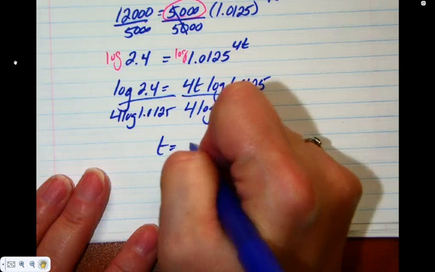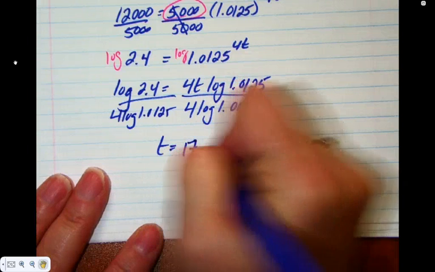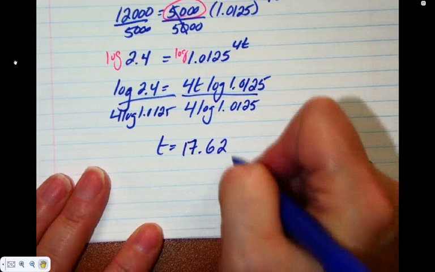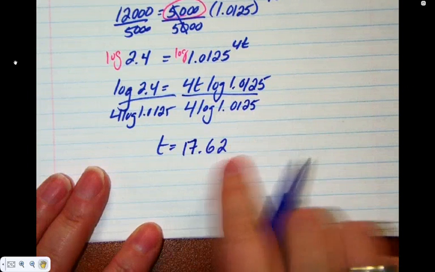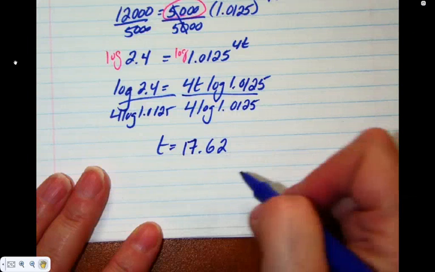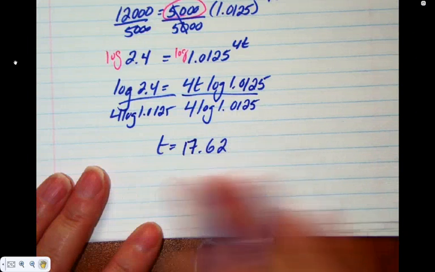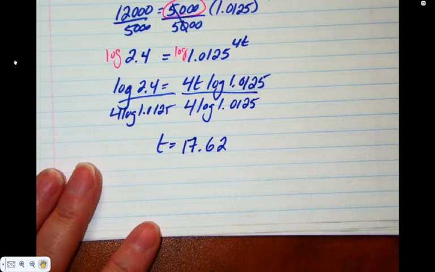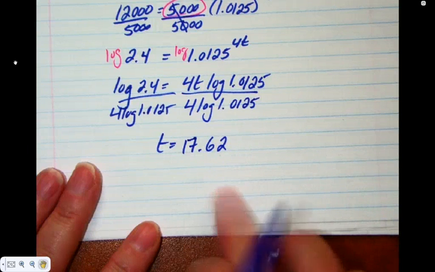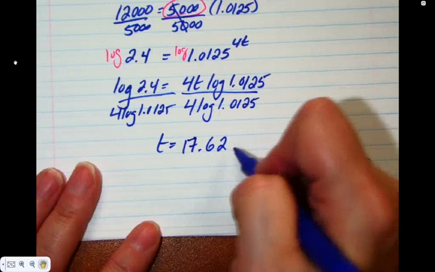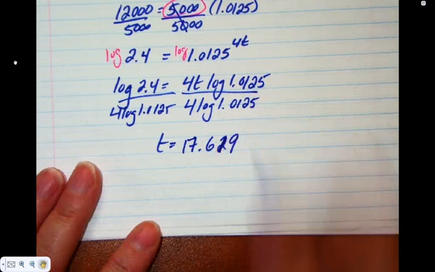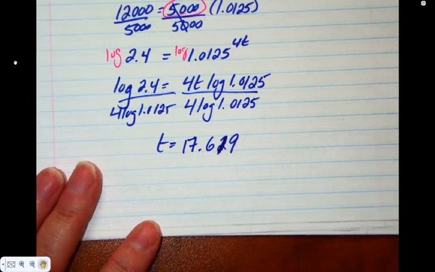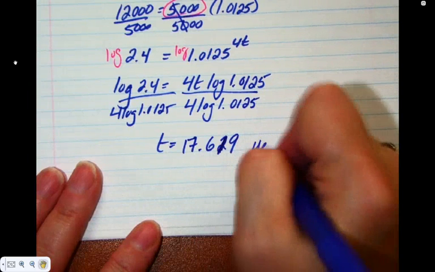Say it again, sorry? 17.62. And the answer's always in years. Was that 6.2? Remember, 3 decimal places unless the question says otherwise. 6.19. Confirming that's correct to 3 decimal places, and years.